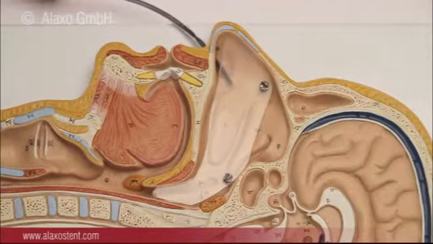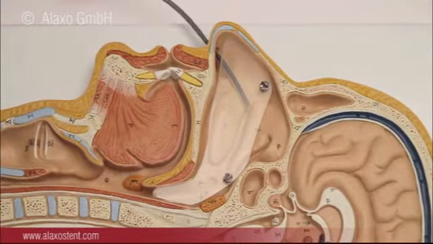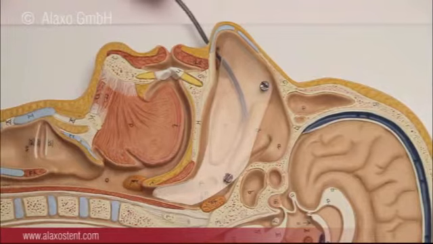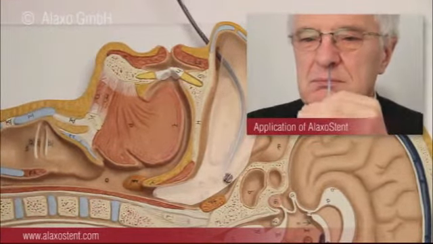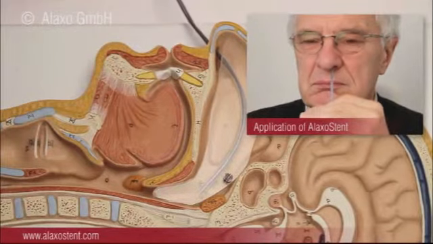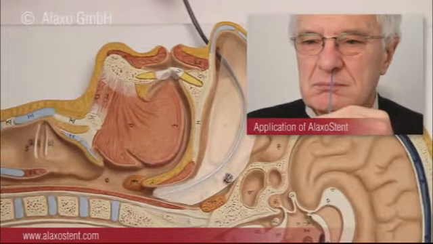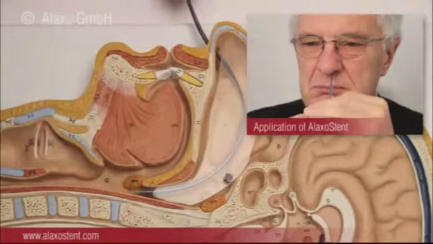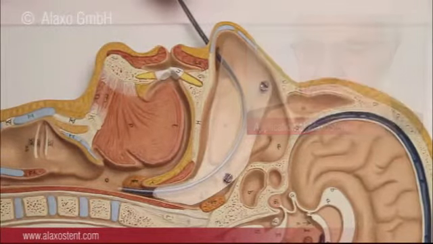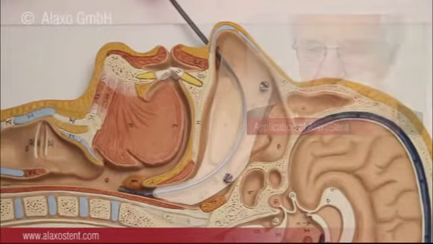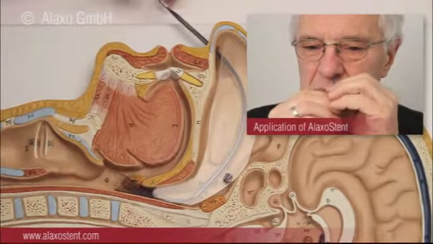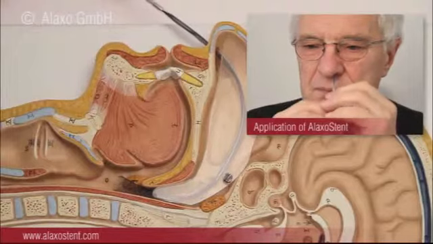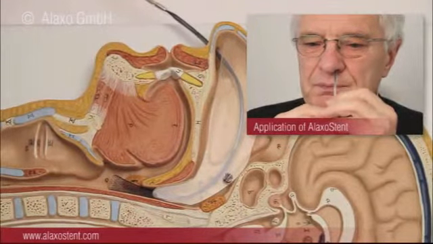Application of the AlaxoStent is a simple procedure for the patient. When inserted into the nostril, the tube is slowly advanced along the turbinates to the velopharynx. Here it is positioned either at the uvula or, if necessary, further down at the upper tongue base. The introduction tube is pulled back and the stent released, as you can easily see here.